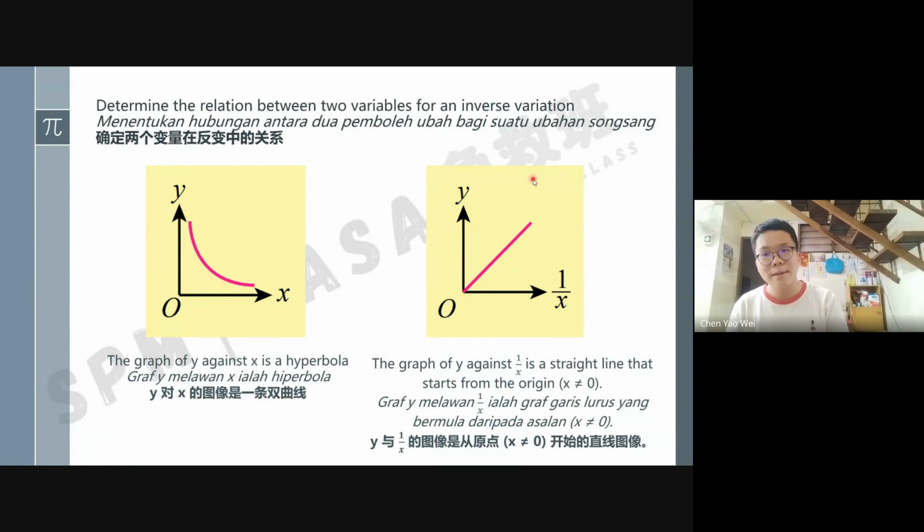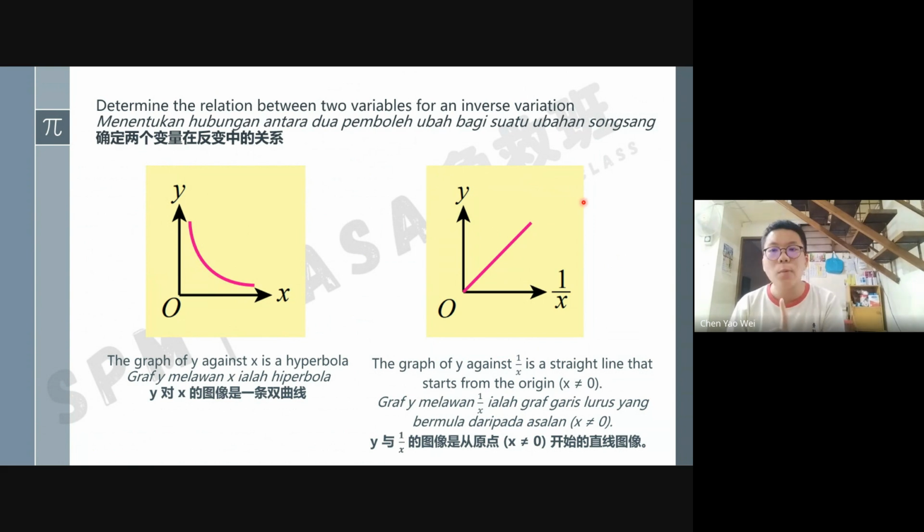In your Form 4 physics, or we call it Form 4 science, I'm not sure if science teaches it or not, but in Form 4 physics, we also learn this. This graph, you also know about this graph. But in maths, we say the graph of y against x is a hyperbola. It means when y increases, x decreases, or x decreases, y increases. They happen at different times. But when you want to represent this like this, it must be a line.